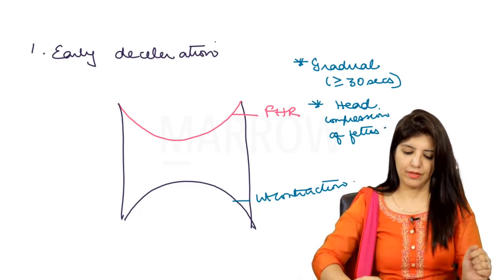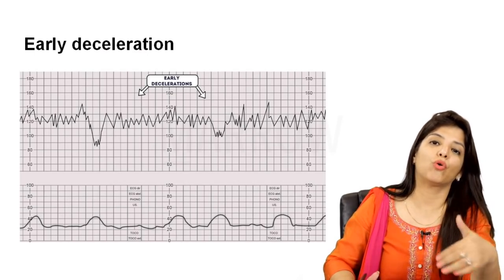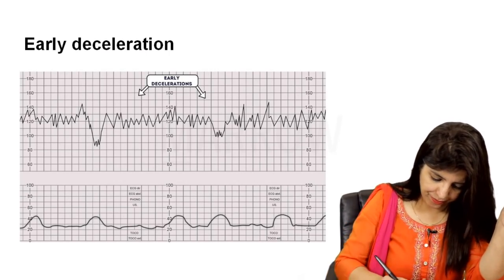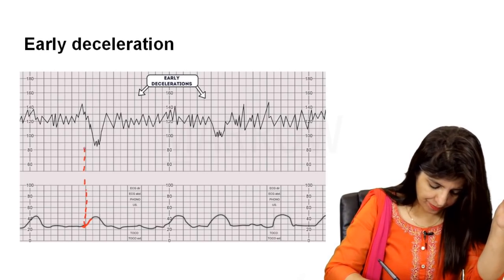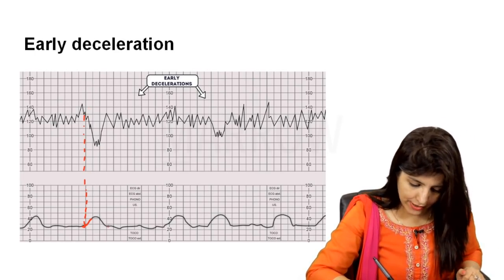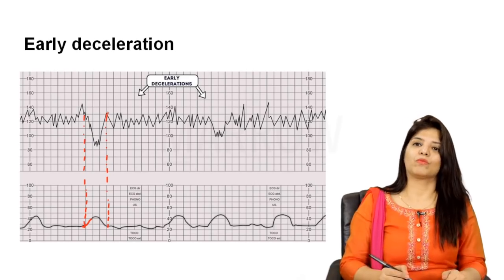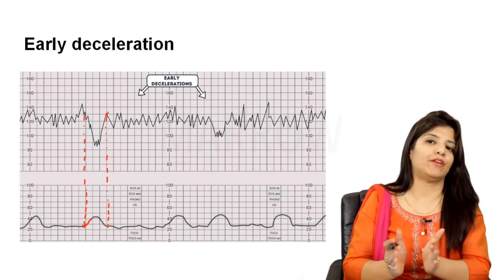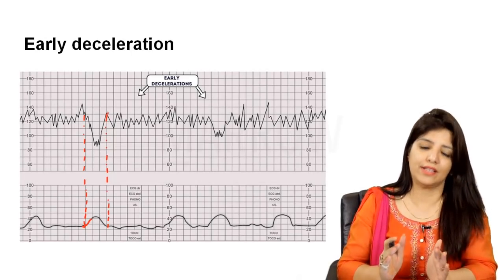So look here. I told you that in early deceleration, the decrease in fetal heart rate will coincide with the uterine contractions. So look here, this over here is one contraction, right? The contraction begins. The moment the contraction begins, you can see that the fetal heart rate has dipped, and once the contractions are over, the dip is also over. The uterine contraction and the dip in fetal heart rate are coinciding with each other. This is called early deceleration.